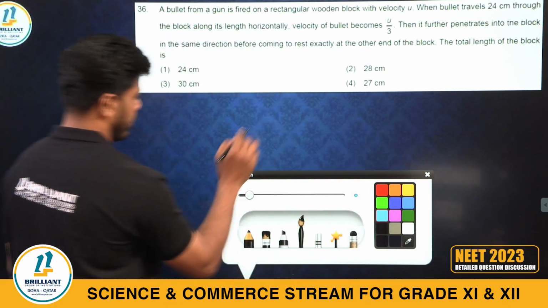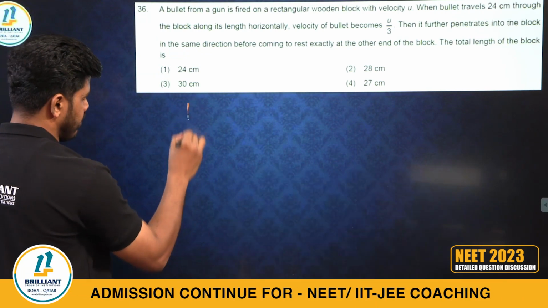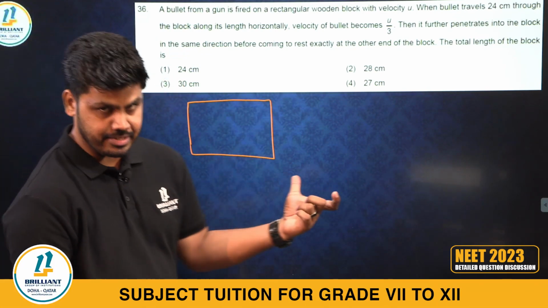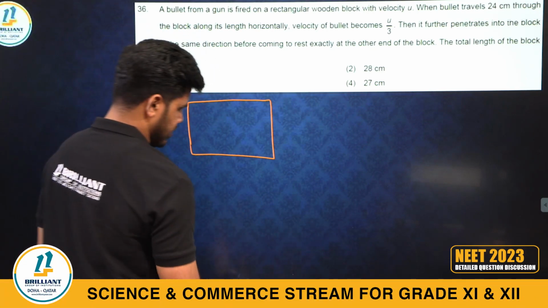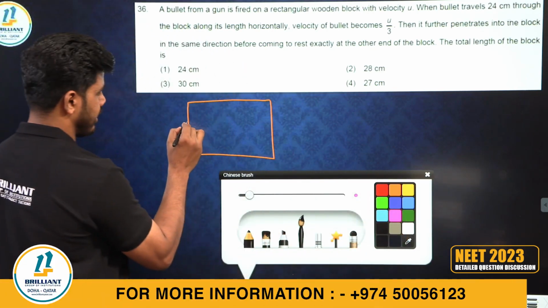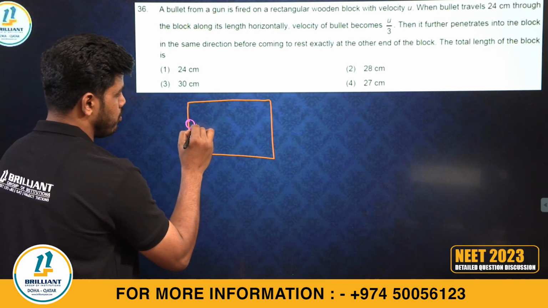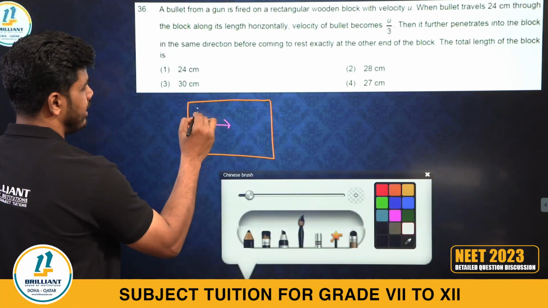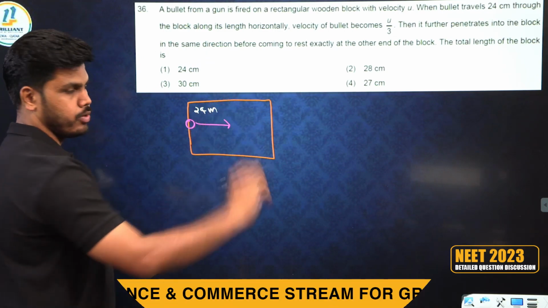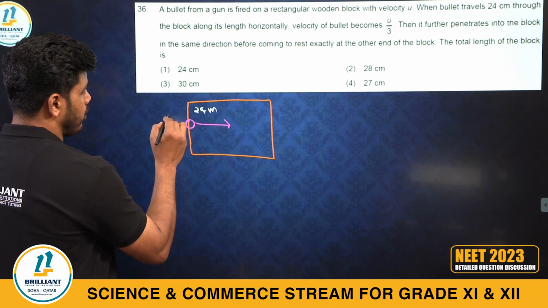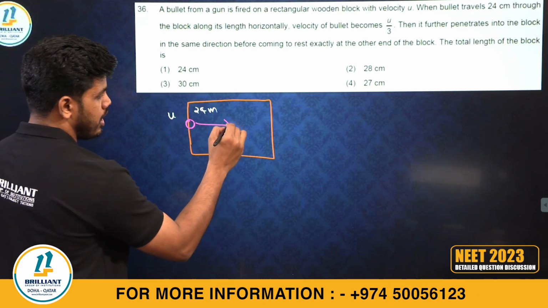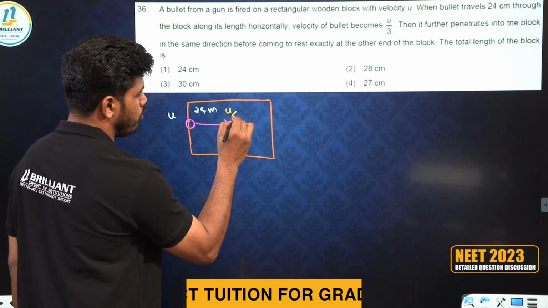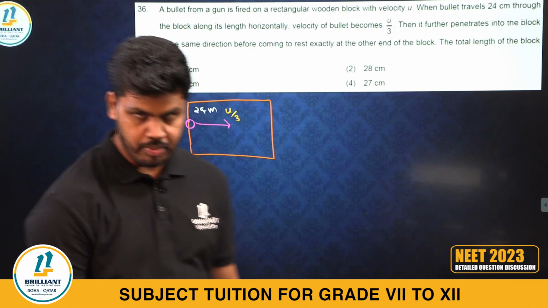We have to understand the question properly first. We have a wooden block of some length, some thickness, and a bullet enters this wooden block from one side. It moves 24 centimeters horizontally along the direction of motion of the bullet. If its initial velocity was u, at this point the velocity of the bullet is found to be u by 3.